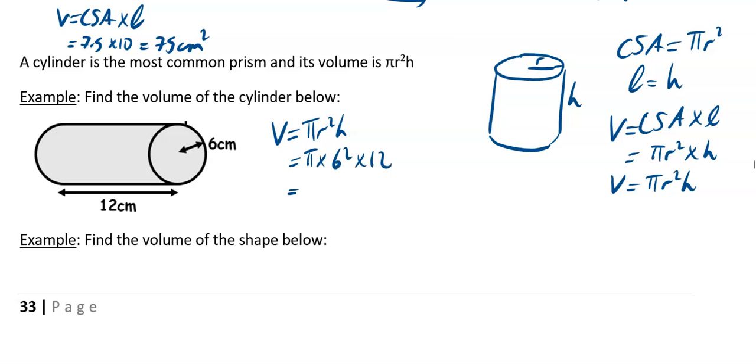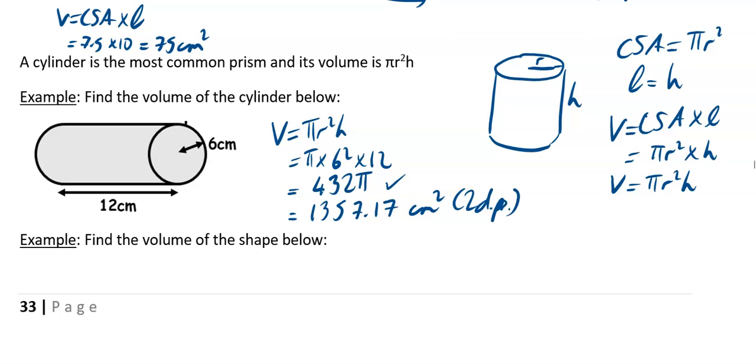And if you do that on your calculator, it'll come out as 432 pi. This is very important, folks. This is an exact perfect answer. Okay, and then what you maybe want to do is give it to 2 decimal places, as I've done here. And I'm just going to check my answer here. It's 432 times my pi. So press the SD button and you'll get 1357.17 centimeters squared, and put in brackets the degree of accuracy, brackets 2 dp.